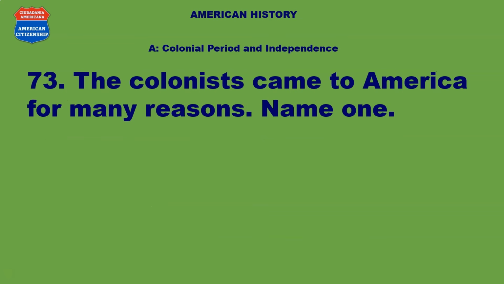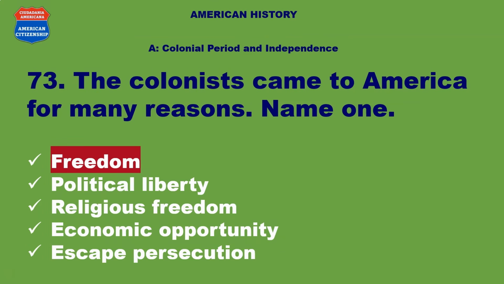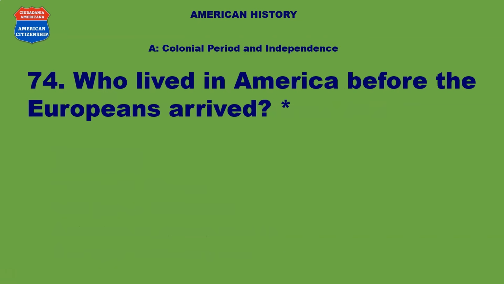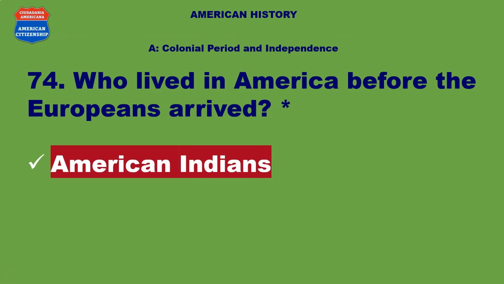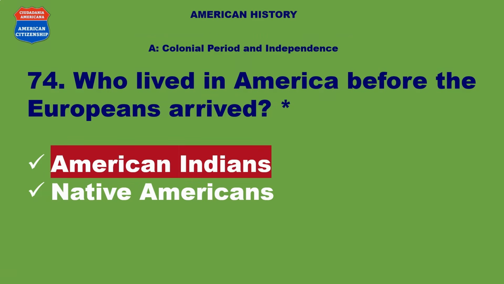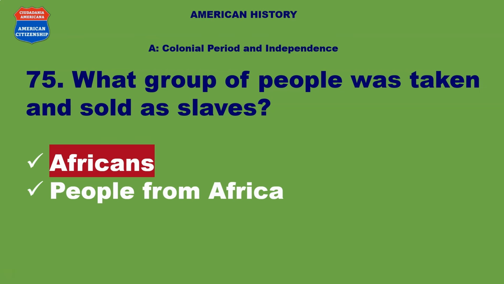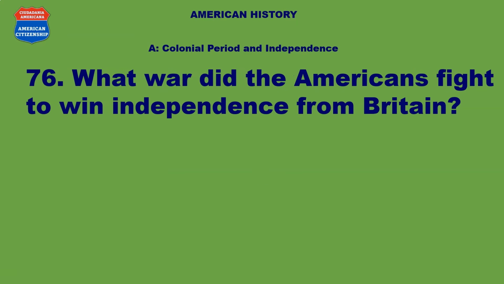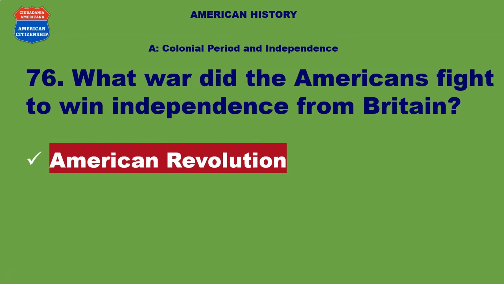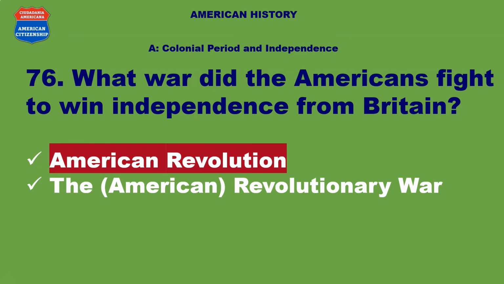The colonists came to America for many reasons. Name one. Freedom. Who lived in America before the Europeans arrived? American Indians. What group of people was taken and sold as slaves? Africans. What war did the Americans fight to win independence from Great Britain? The American Revolution.